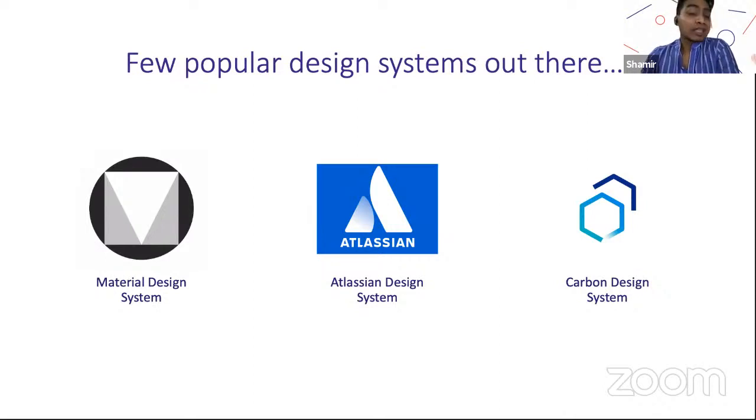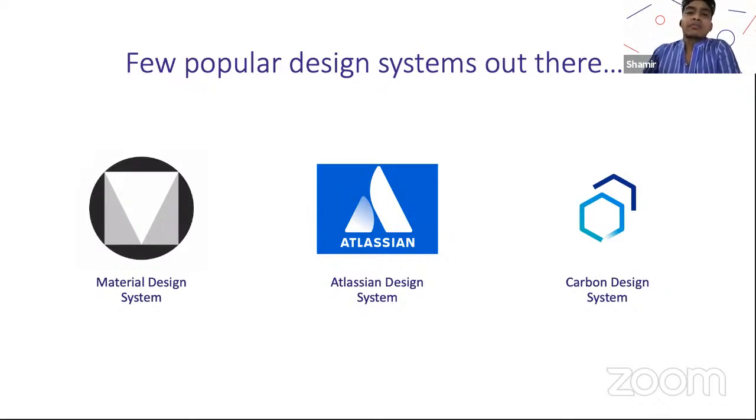So first of all, we have the Material design system, one of the most popular design systems out there, developed and maintained by Google. And next up, we have the Atlassian design system, one of the most comprehensive, complete design systems out there that I can say. And then we have the Carbon design system. Carbon is managed by IBM, as you all know. It's an open source design system as well.